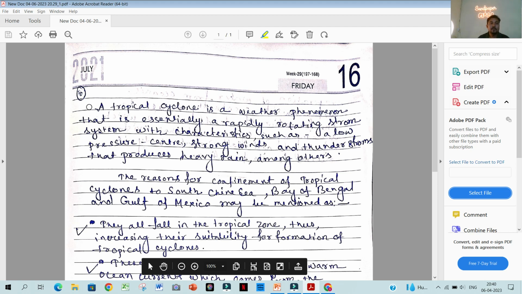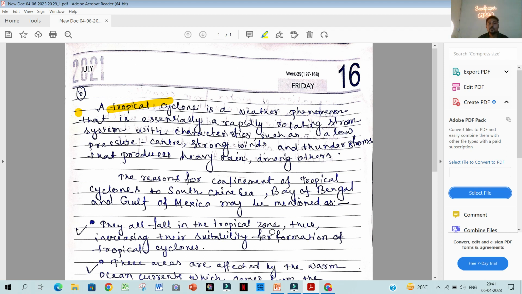First, I will give a little definition, as always. A tropical cyclone is a weather phenomenon that is essentially a rapidly rotating storm system with characteristics such as a low pressure center, strong winds and thunderstorms that produce heavy rain, among others. So basically it is a rapidly rotating storm with a low pressure at the center, strong winds, and thunderstorms that produce heavy rain, among others.